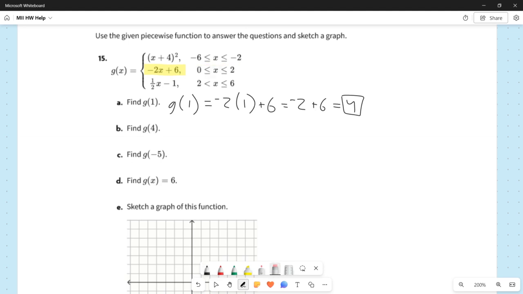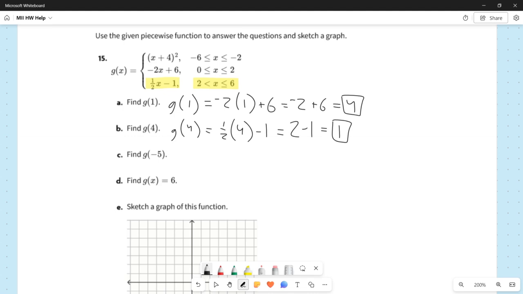Same idea. So we just have to figure out where, in this case, our input is 4, so where does that fall in terms of our various groupings? And now 4 is between 2 and 6. So that means that we want to use this piece of our piecewise function. So g of 4 is 1/2 times 4 minus 1. Half of 4 is 2, and 2 minus 1 is 1.